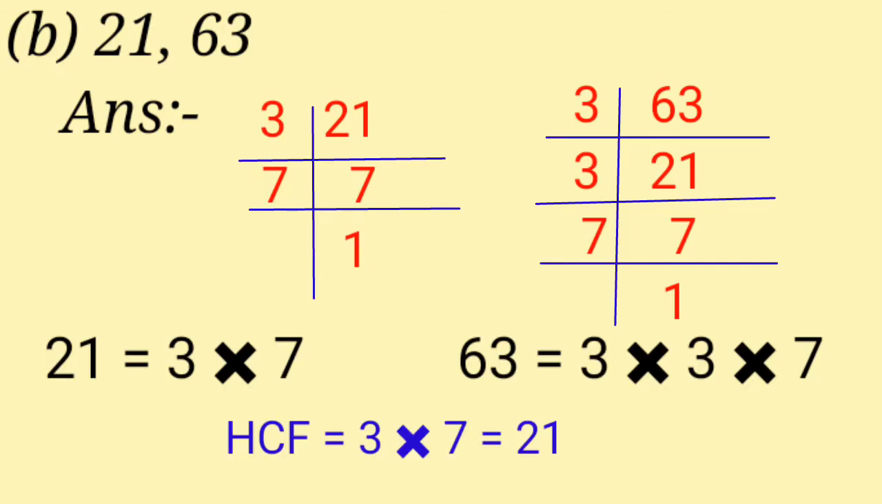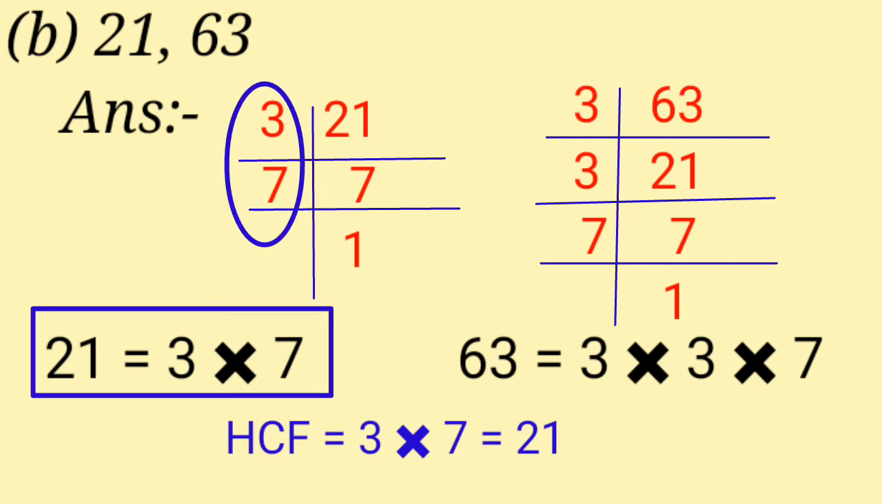So here B part is 21 and 63. So here let's prime factorize 21. 3 7s are 21. 7 1s are 7. So we get 1 at the bottom. So this factorization is complete. So 21 is equal to 3 into 7.